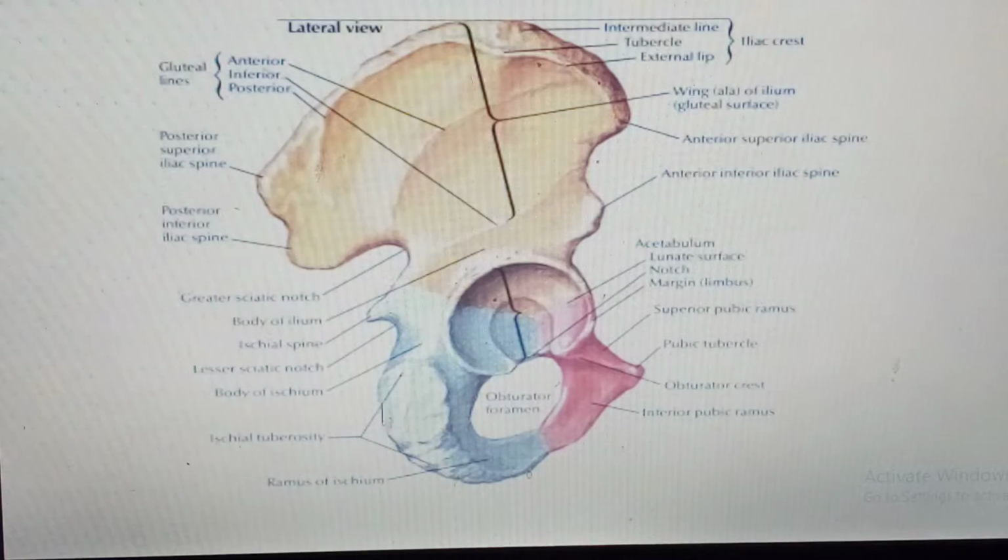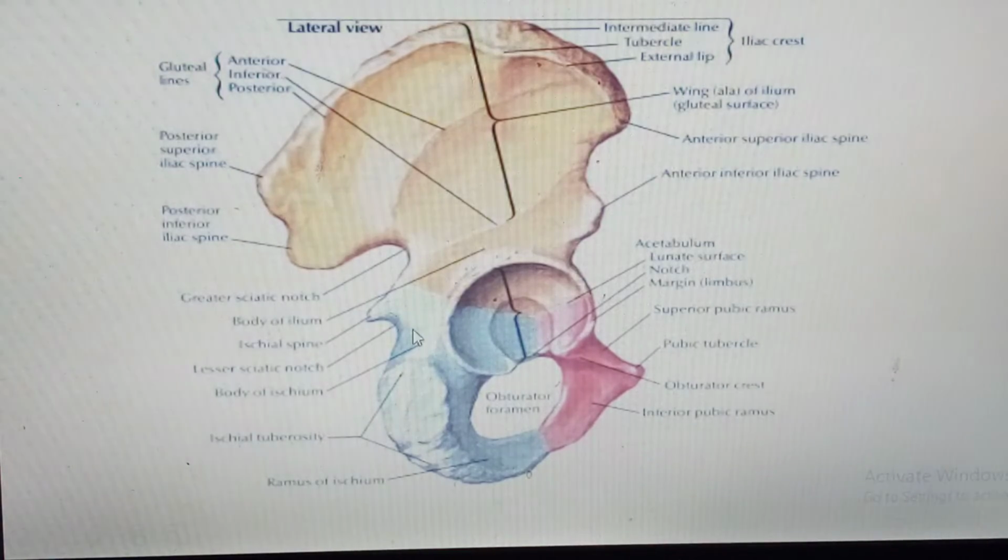And then, on the body, the sit-down portion is what we call the ischial tuberosity. And this ischial tuberosity will be an important origin for what we call the hamstring group of muscles. And these hamstring muscles are muscles of the posterior compartment of the thigh. Okay, so that is what I want you to know over here.